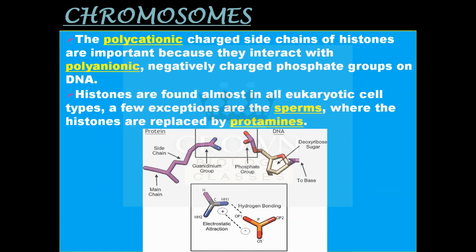Polycationic charge side chains of histones are important because they interact with polyanionic negatively charged phosphate groups on DNA. As you can see in the diagram, there exist two types of interaction. The first one is hydrogen bonding and the electrostatic attraction between the polycationic charged side chain of histone and the polyanionic negatively charged phosphate groups. And these histones are found in almost all the eukaryotic cells, but there are few exceptions as well, such as sperms, where the histones are replaced by protamines.